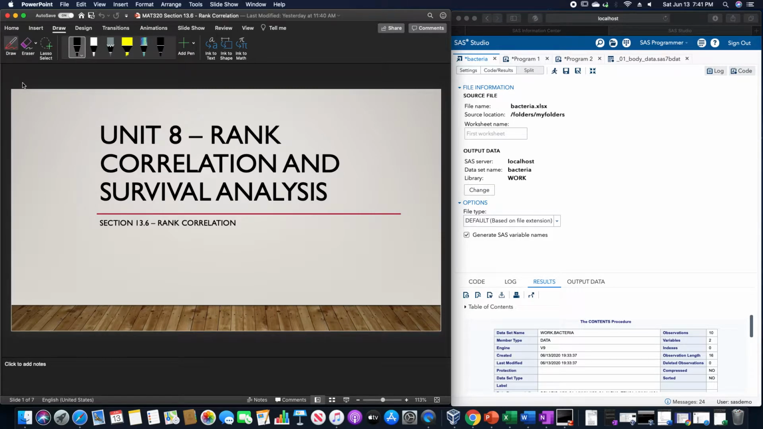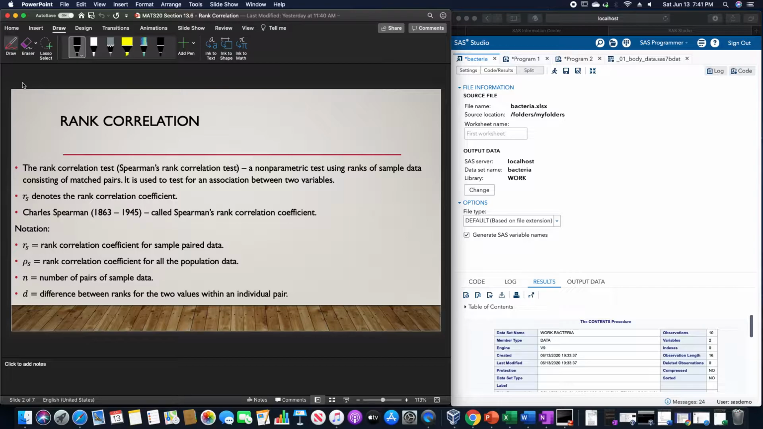Section 13.6 is on rank correlation. The rank correlation test, or Spearman's rank correlation test, is a non-parametric test using ranks of sample data consisting of matched pairs. It is used to test for an association between two variables.